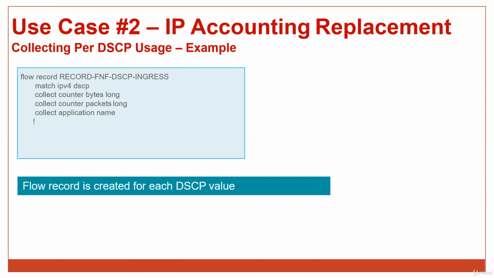Now we have a complete replacement for IP accounting keyword, where you can go and check which IPs are using how much volume. So here you can see that we can go and use this IPv for DHCP bytes long. So that's the counter bytes long, counter packet long, and then they collect application name. So we have application visibility, and then we have the IP accounting, and then we have the DHCP matching as well.